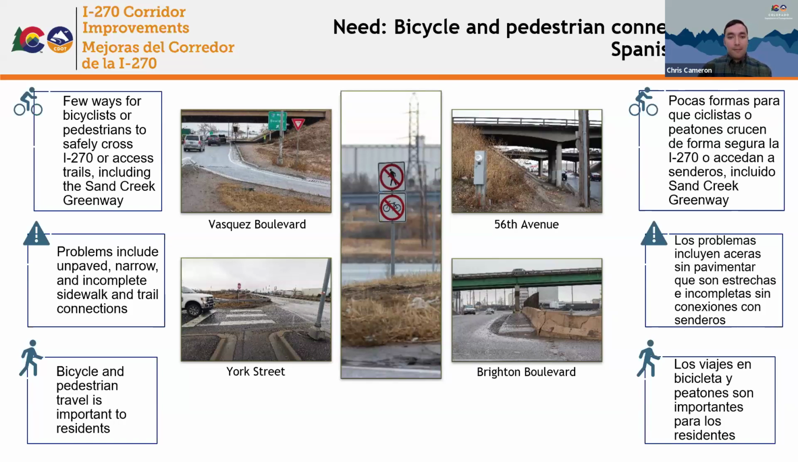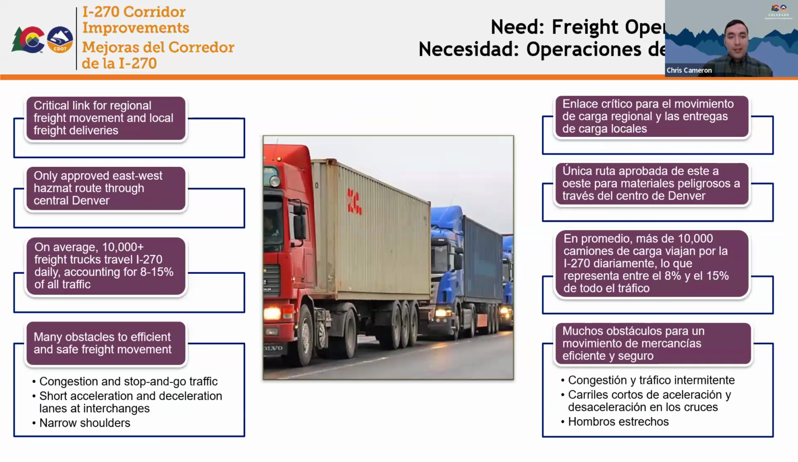Freight operations. I-270 presents challenges for trucks traveling on or entering or exiting the highway efficiently. Stop-and-go traffic and short ramps for merging are particularly challenging for heavy trucks that take longer to accelerate and decelerate. For example, freight access onto I-270 is inefficient due to the short on and off ramps of the current Vasquez interchange.